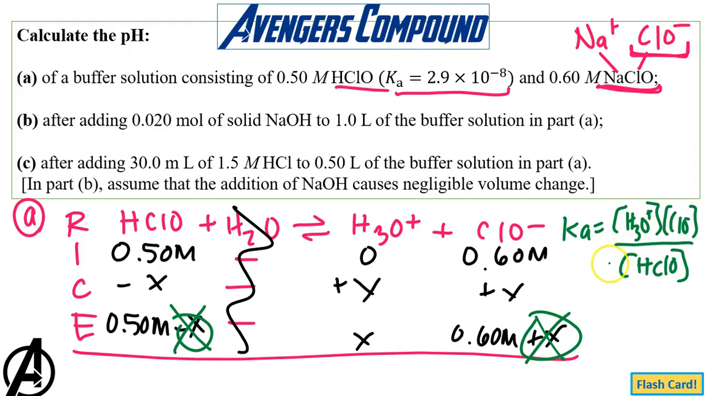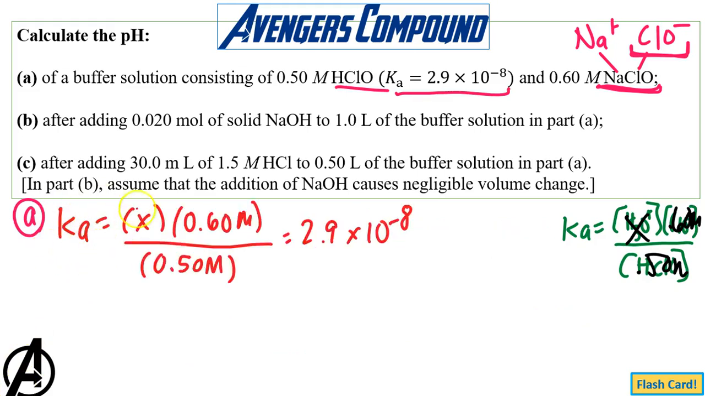Then we can say our Ka value is equal to H3O plus times the ClO minus divided by HClO. And this entire thing is equal to 2.9 times 10 to the negative 8. And of course, I'm now going to say, okay, I know what my H3O plus concentration is. That's going to be X. I know what the equilibrium amount of ClO minus is going to be, 0.60 molar, and HClO is 0.50 molar. So now I'm going to take all this and rewrite it so it can continue to be organized, okay? Okay, so I have it reorganized. Ka is equal to X times 0.60 molar divided by 0.50 molar is equal to 2.9 times 10 to the negative 8.